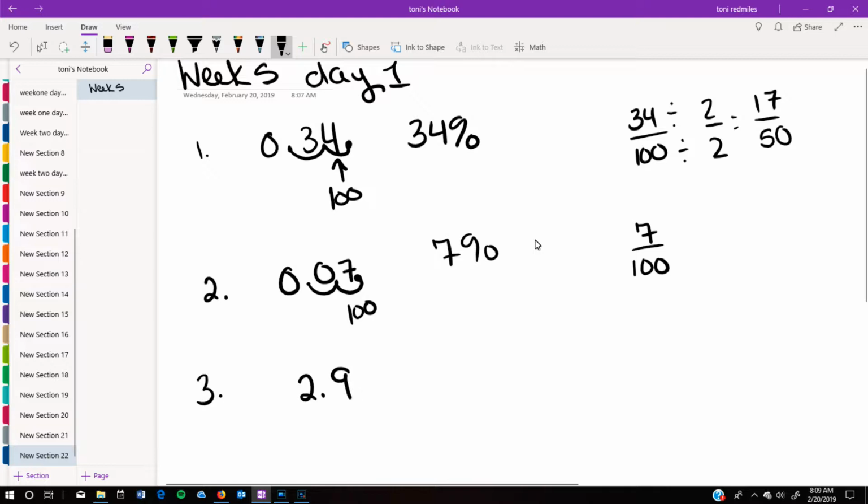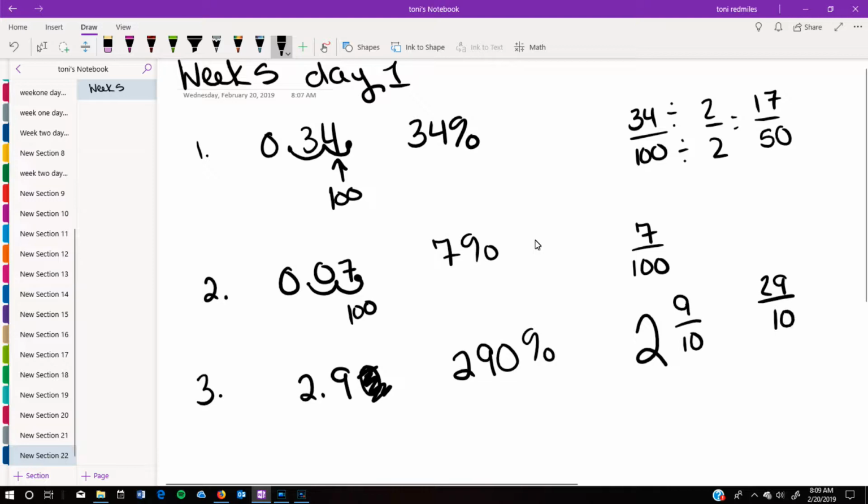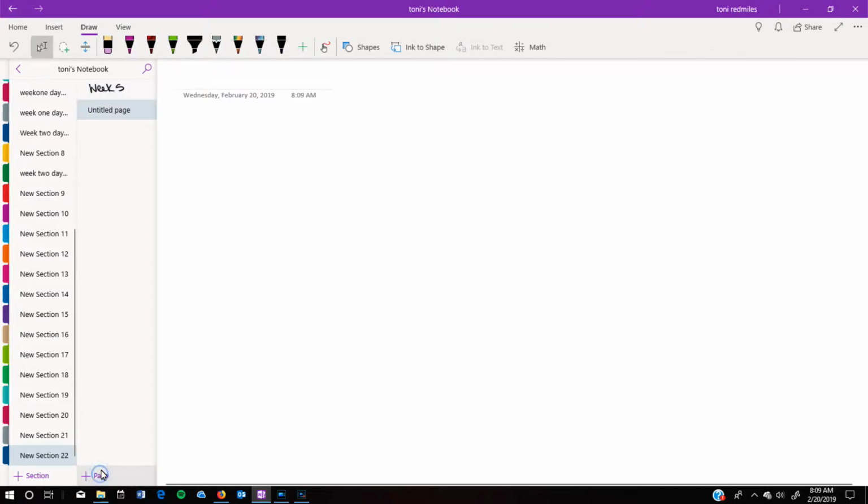2.9. I don't have a hundredths place in this one, so I'm going to add a 0. Put the decimal behind the hundredths place, and it becomes 290%. All right, I can turn that into a fraction. I'm going to go back to no 0 there. I have a whole number of 2, and the 9 is in the tenths place. If that's confusing to you, just bring the whole number of 2 over, you can say 2 and 9 tenths, and then turn that into a mixed number. All right, let's do some more problems.